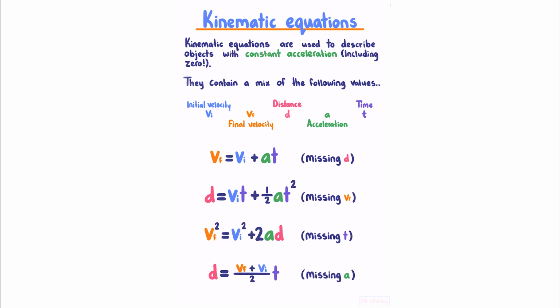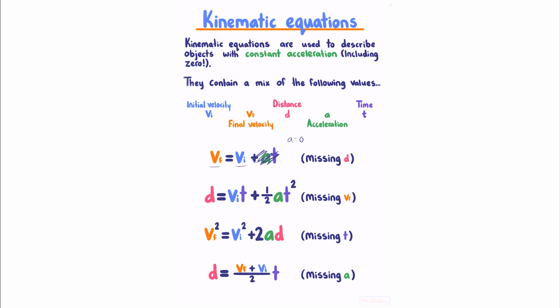And now just to point out, what happens if the acceleration is equal to 0? For our first equation, if a is equal to 0, then this term disappears, and we just get that the final velocity is equal to the initial velocity, which is what we'd expect since the velocity isn't changing.